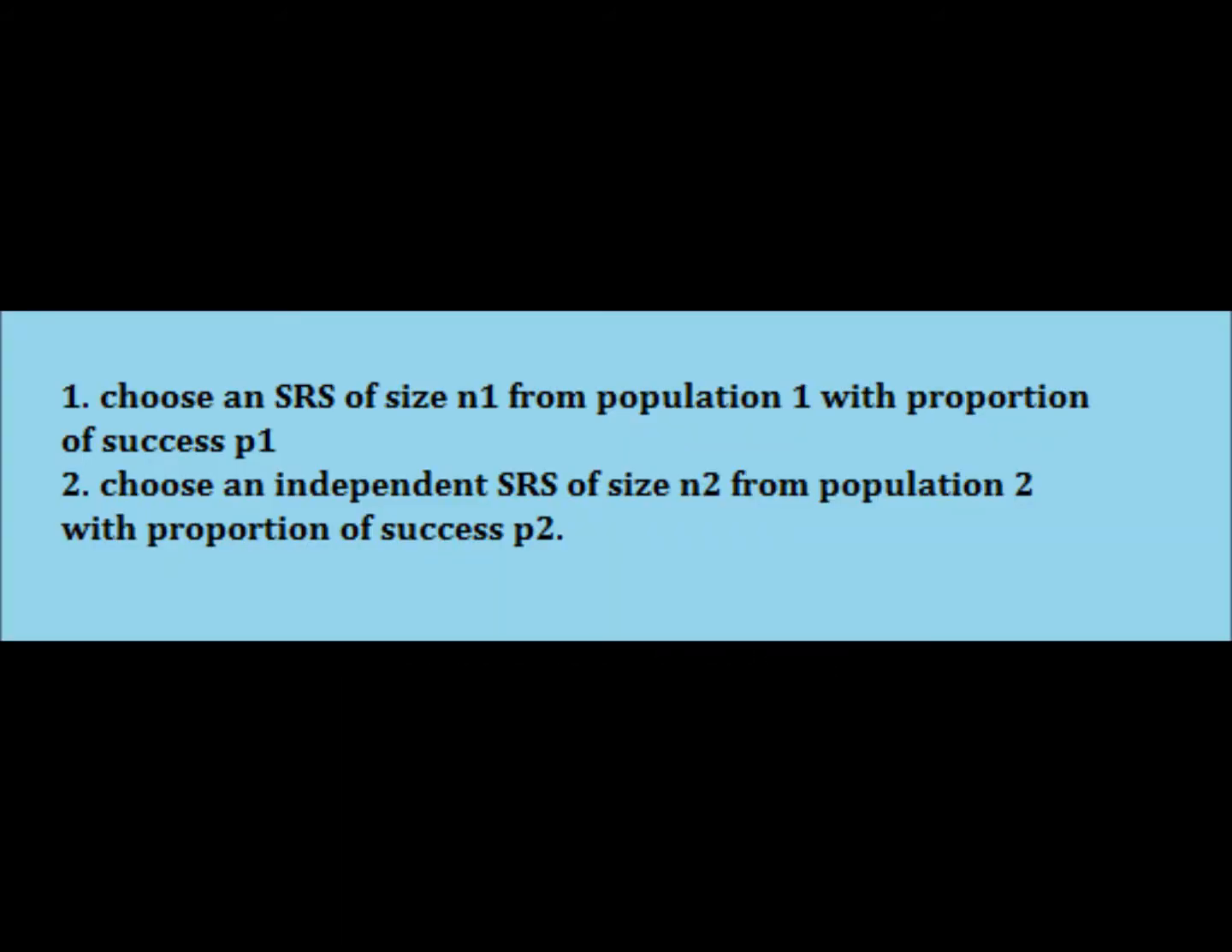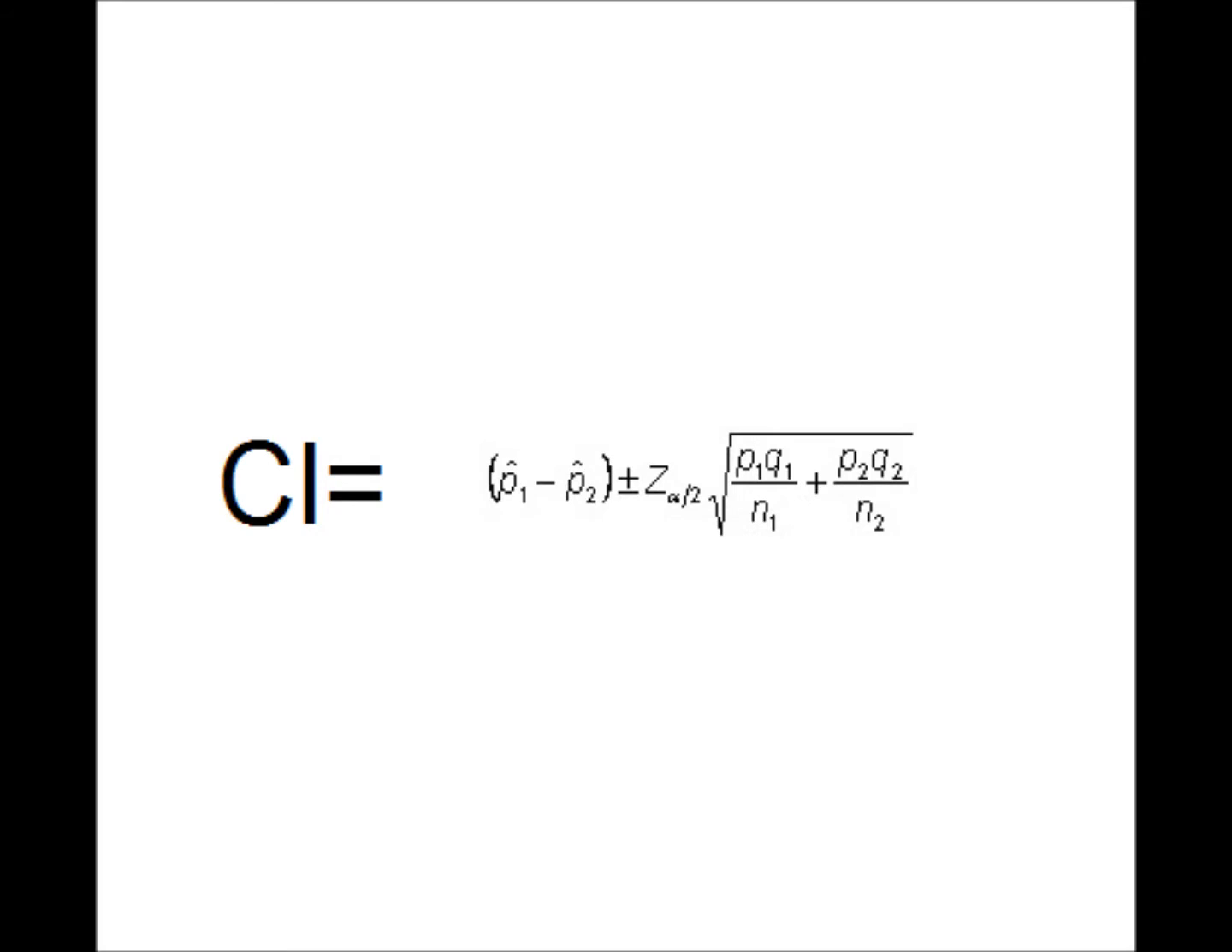In a confidence interval for comparing two proportions, we choose an SRS of size n1 from population 1 with proportion of successes p1 and an independent SRS of size n2 from population 2 with proportion of successes p2. The formula for this particular confidence interval is shown here.